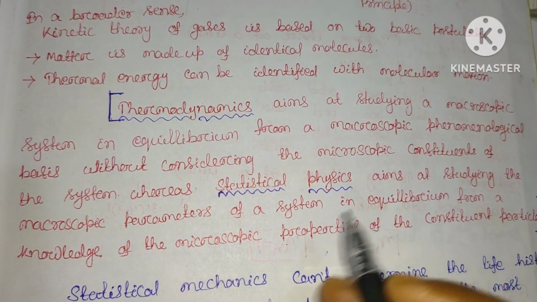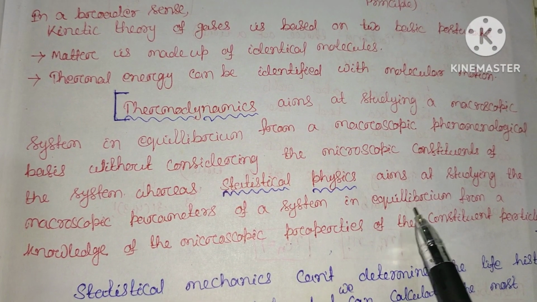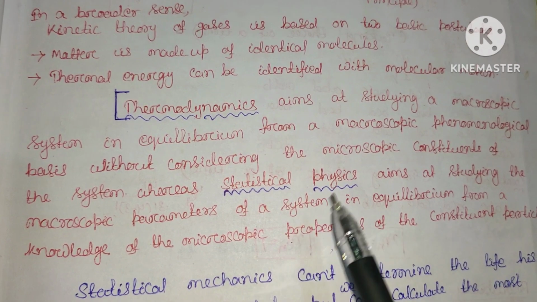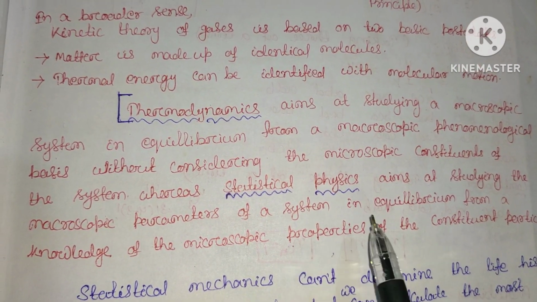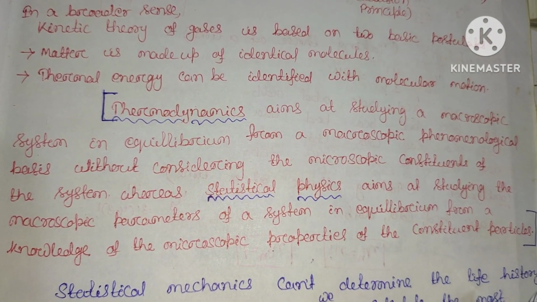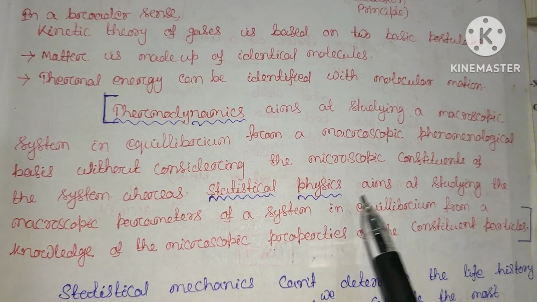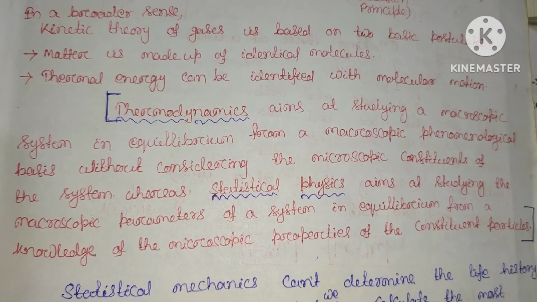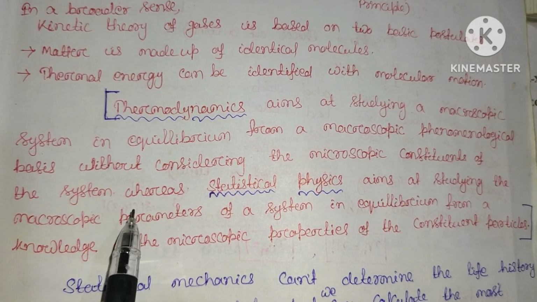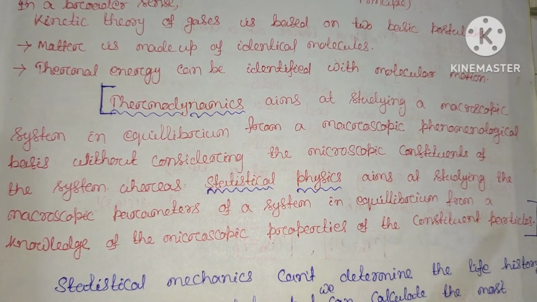But in the statistical case, it aims at studying the macroscopic parameters of a system in equilibrium from a knowledge of the microscopic properties of the constituent particles. It means in the statistical case, we have to consider the microscopic properties so that we can derive the macroscopic parameters of that system. But the condition is that here also the system must be in equilibrium. In the statistical case, from the microscopic properties, we derive the macroscopic parameters. But in thermodynamics, we have not considered any microscopic concept.